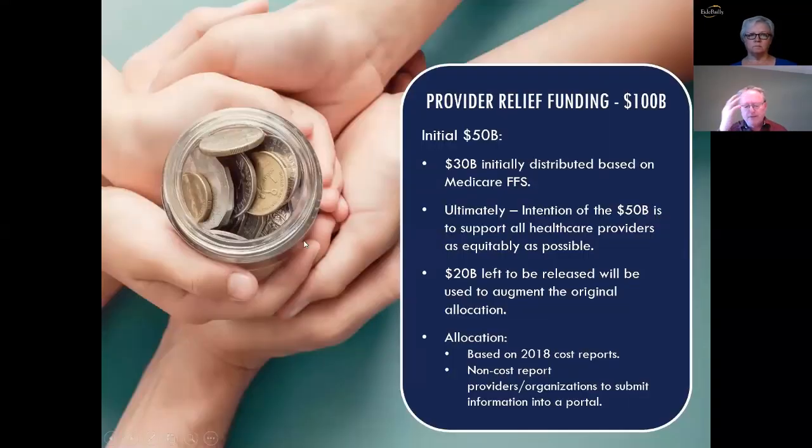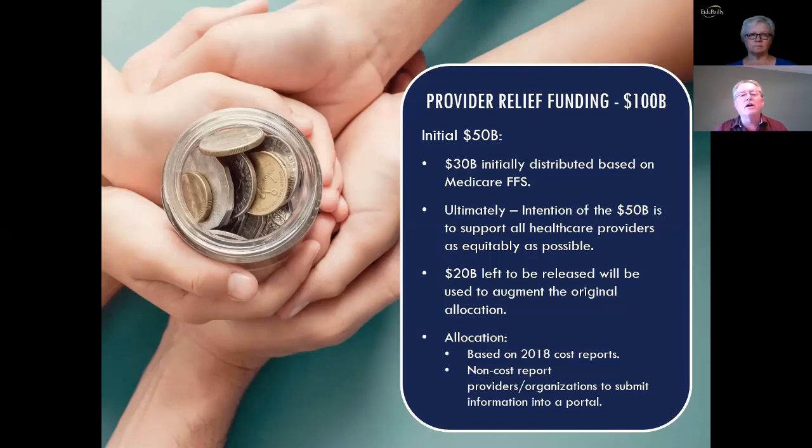Provider relief funding. This is that whole big bucket that started out with 150 billion or 100 billion. Now it's going to be up to 175. But let's talk about the 100 billion. First of all, in that initial 50 billion, 30 billion of it is what most of you, hopefully, received a couple of weeks ago. And this was all based on Medicare fee-for-service calculations. I know a lot of people are still trying to calculate how that was calculated originally, trying to reconcile it, make sure they got what they thought they should have gotten so that they can try to challenge it, etc.